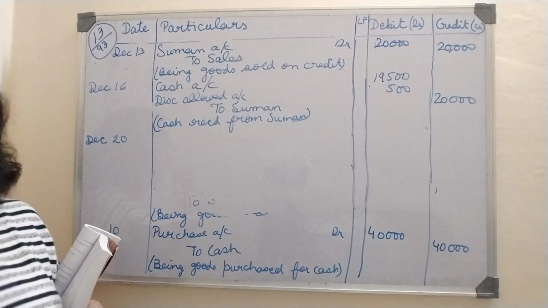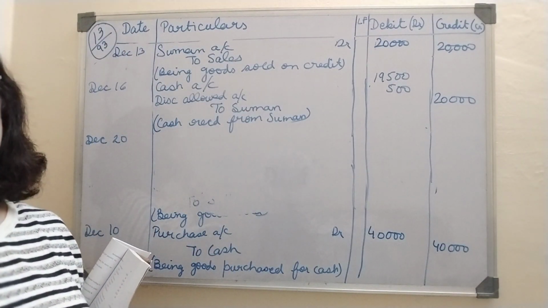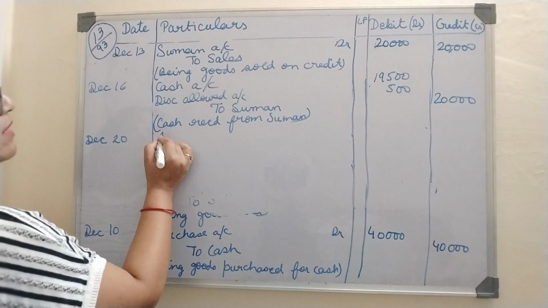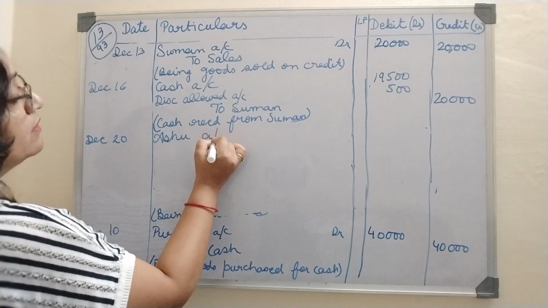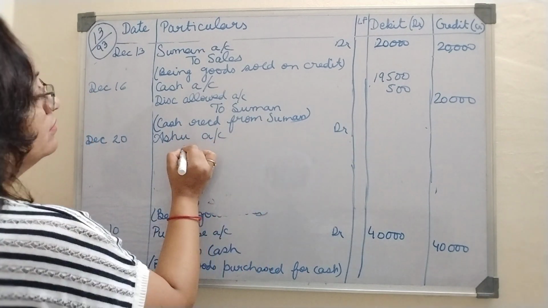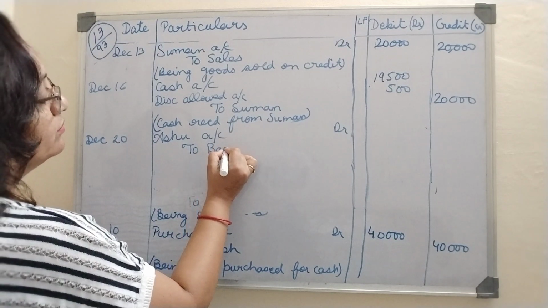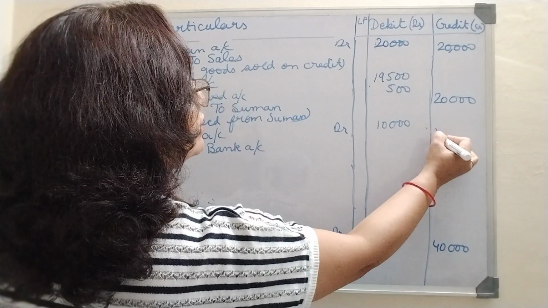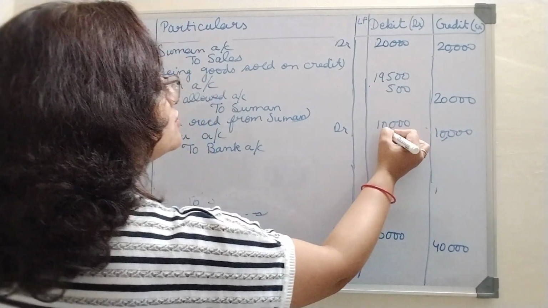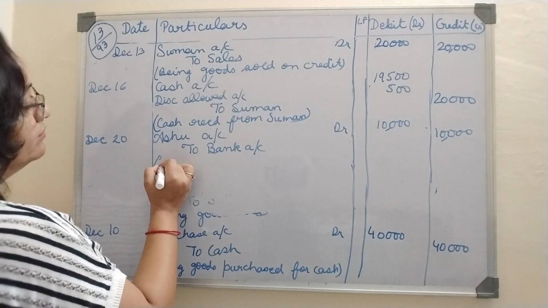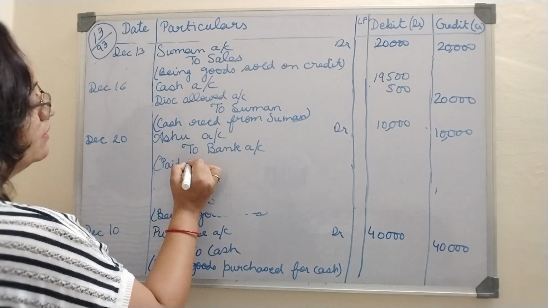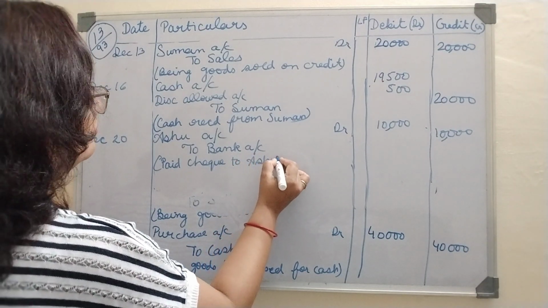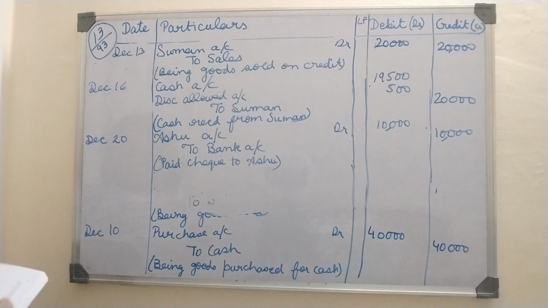So it means whenever check is there, bank account is affected, right? So who is the receiver? Ashu is the receiver. Debit the receiver. Ashu account debit to bank account. Okay, and it is 10,000. So we have paid to Ashu. Bank has to be reduced, right? So it is credited. Paid check to Ashu. Now next we have December 22.